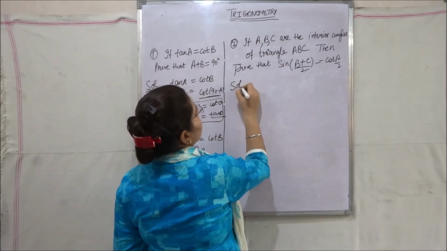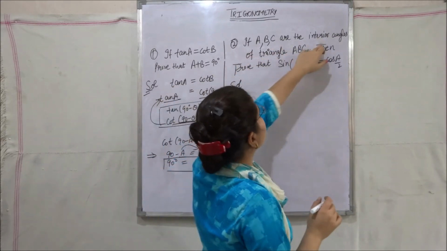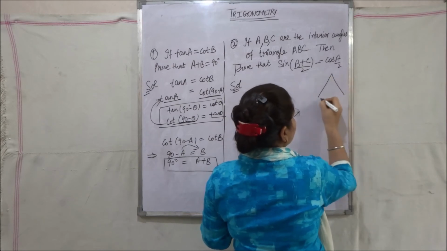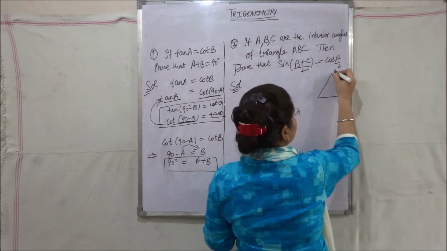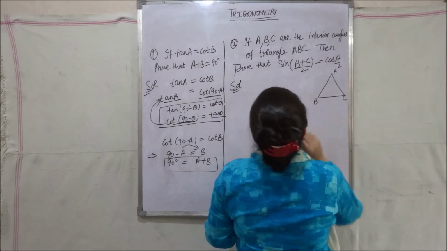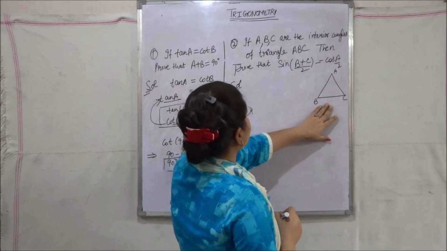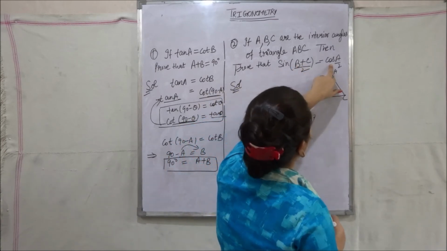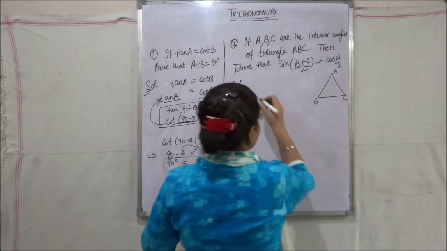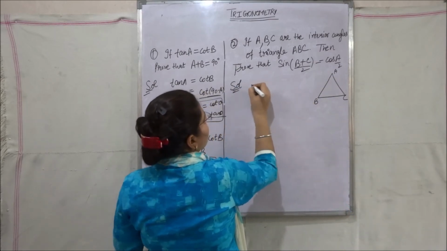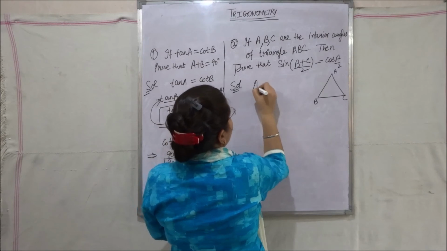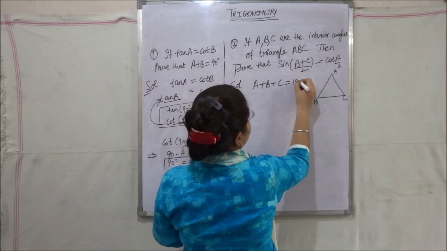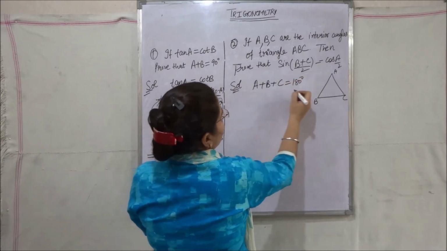Now the second one: if A, B, C are the interior angles of a triangle ABC, first of all let us draw a triangle ABC. Now this is triangle ABC. Then prove that sine of (B plus C) upon 2 equals cos of A upon 2. Now we know that the sum of angles A plus B plus C is 180 degree, by the angle sum property theorem.